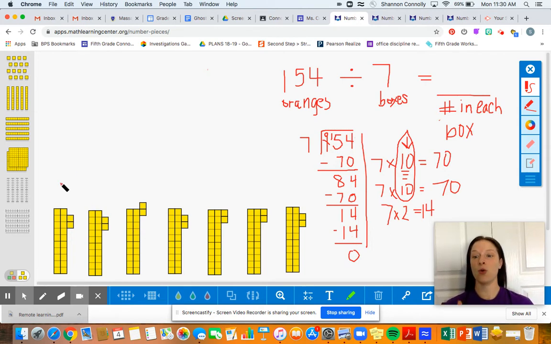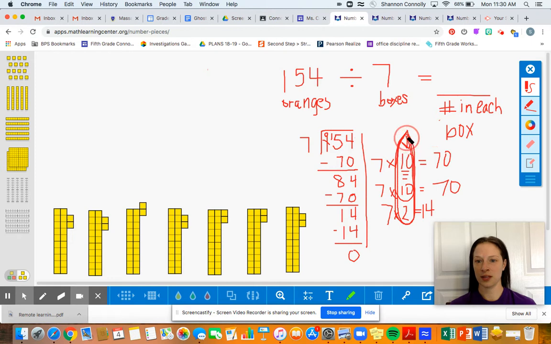So how many oranges ended up in each box? Well, here I have 22, 22, 22, 22, 22. And let me just circle what's going on now. Do you see the 22 in the math over here? Because first, we put 10 oranges in each group. Then we put 10 more oranges in each group. And then we put 2 oranges in each group. So how many fit in each box? 22 fit in each box.